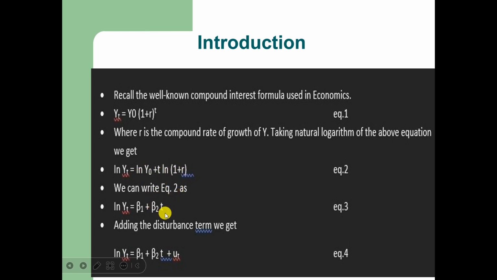Since this is an econometric model and I'll be estimating this using observed data as well as hypothetical data, I will need to add a disturbance term to equation number 3. So finally I have equation number 4, where natural log of yt is equal to beta 1 plus beta 2 t plus ut. So as one of the three methods, I'll be using this equation to estimate the growth rate of GDP for Pakistan.